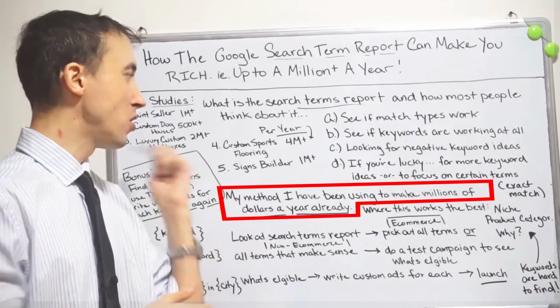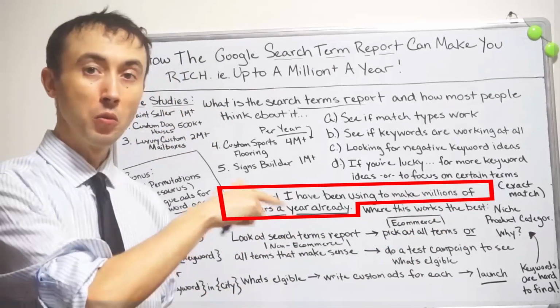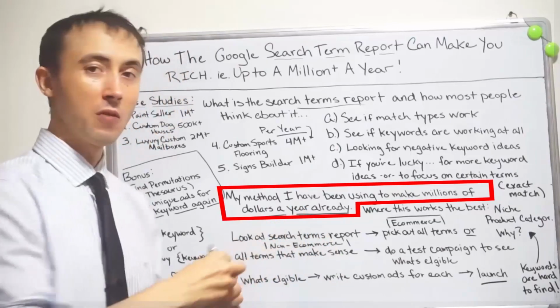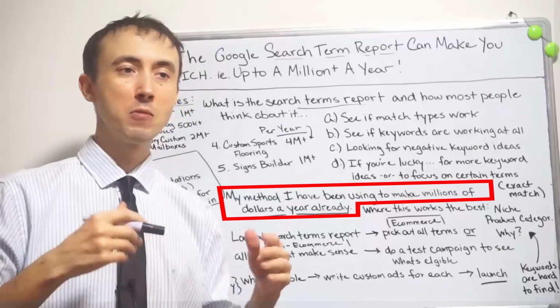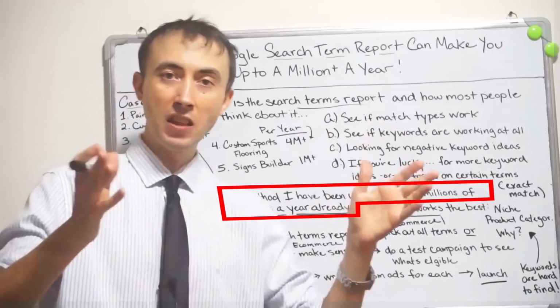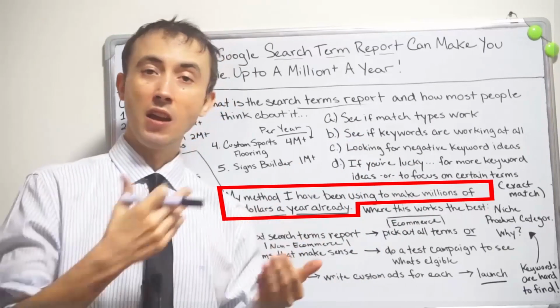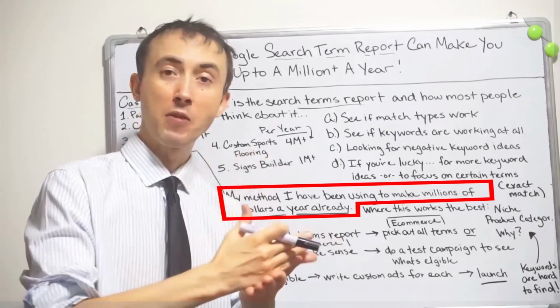So the method I've been using to make millions of dollars a year already with search terms report data is we're using it to find the missing, if you will, keywords that we should be targeting. Not so much missing, because you could put keywords in your account and that'll cover everything, but it's not covering it very precisely. If you watched my other videos, I mentioned every single time that I set up my campaigns, I have an ad for every single keyword.